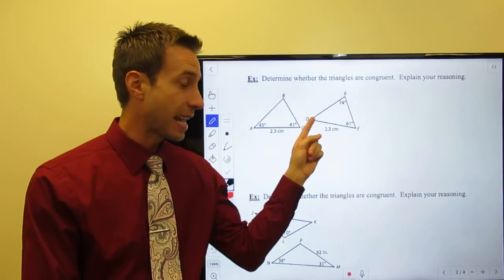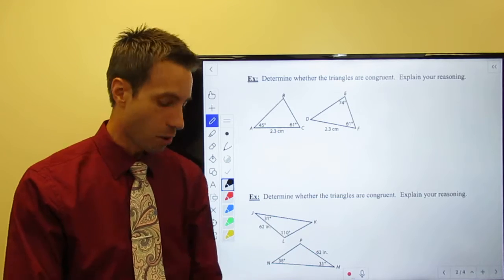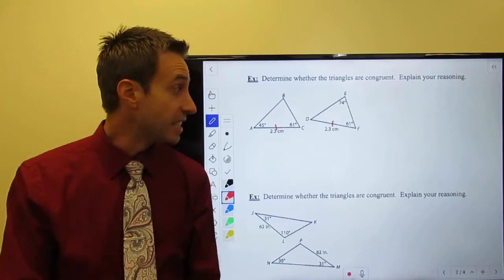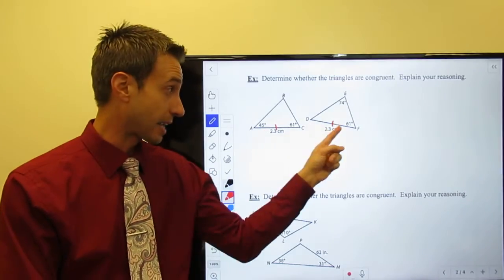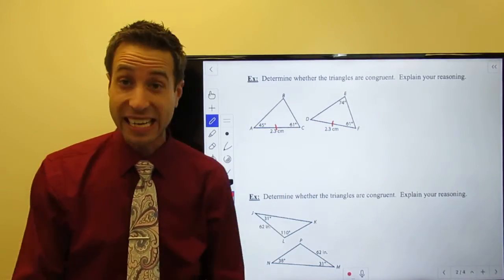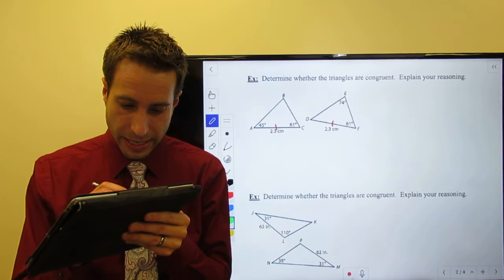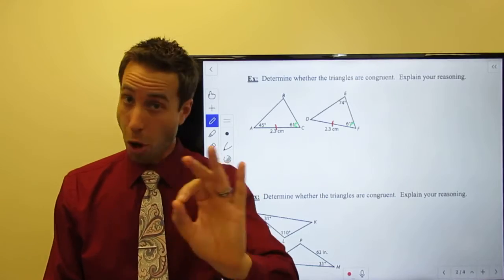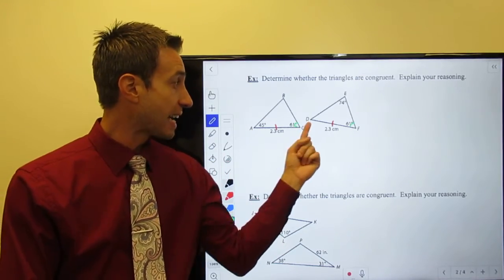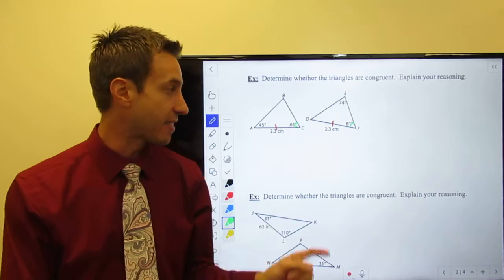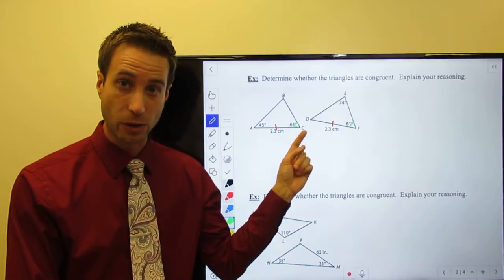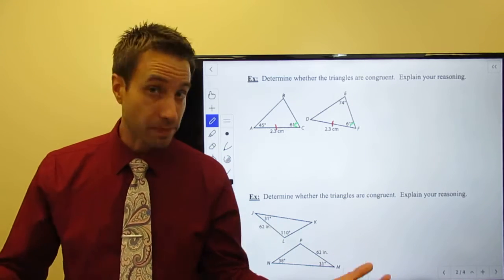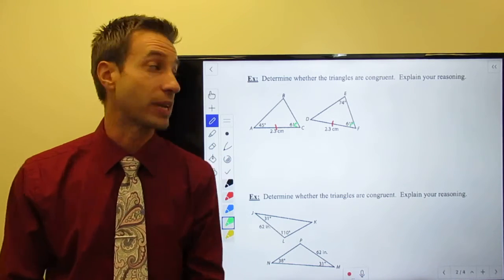If I can show that angle A and angle D are congruent, and I already know that this side right here is congruent to this side right here, I can see that it's given to me in the diagram. And I already know that this angle right here is congruent to this angle right here, right? So all I have to do is show that angle A and angle D are congruent. If I can do that, then I have angle, side, angle, and I've proven by the ASA triangle theorem that these two triangles are congruent. So let's see if we can do that.